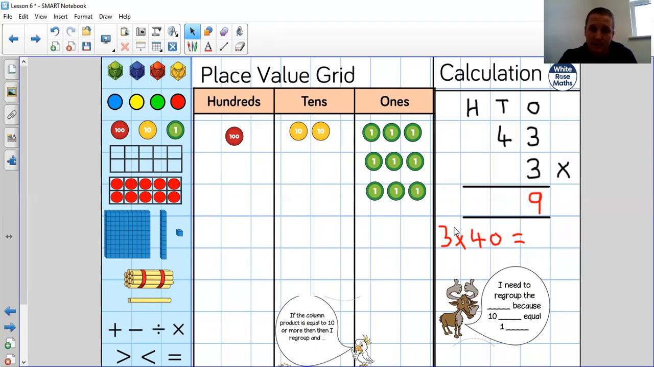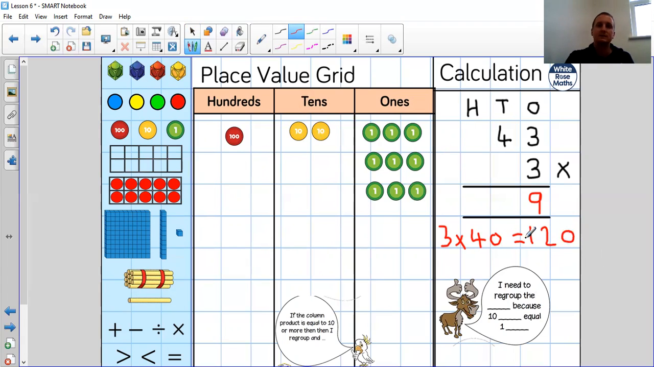I've done 3 lots of 40. I did them there, remember? I made 100 out of those. I made 120. Okay, so I know that my answer actually is 120. All right, 3 40s are 120.